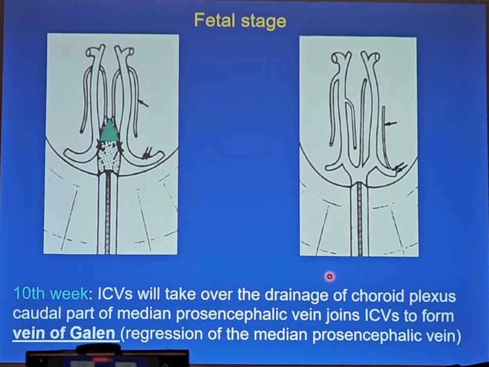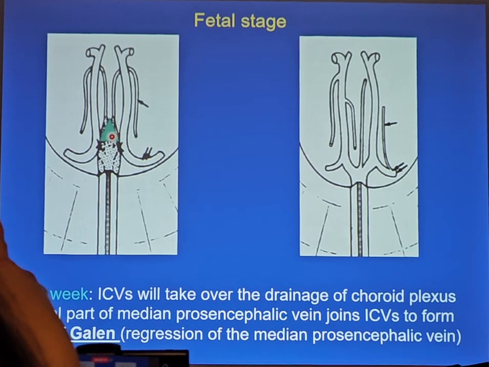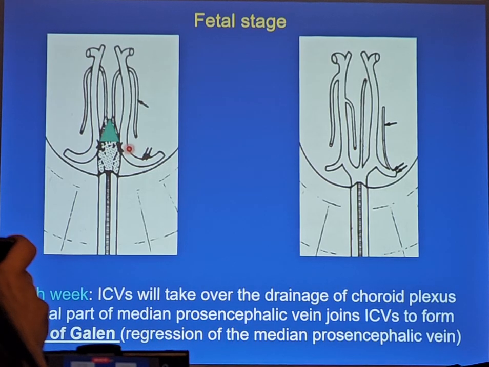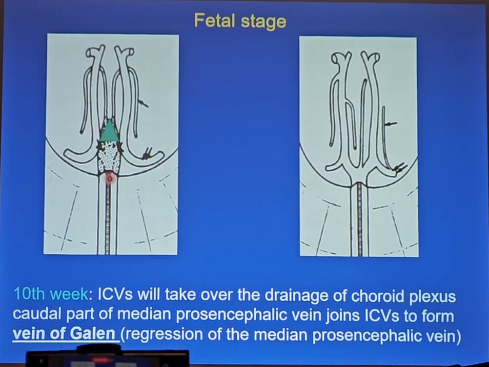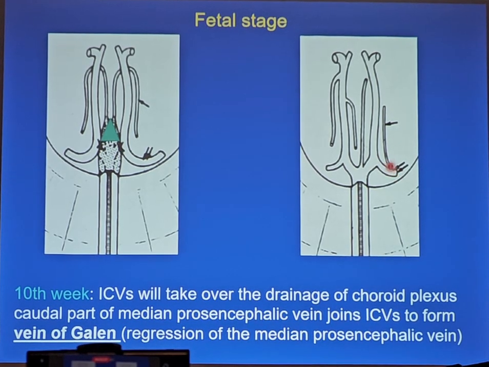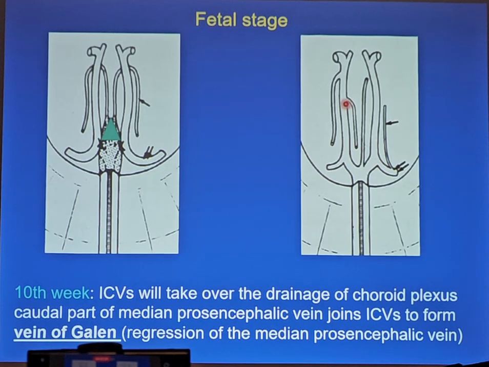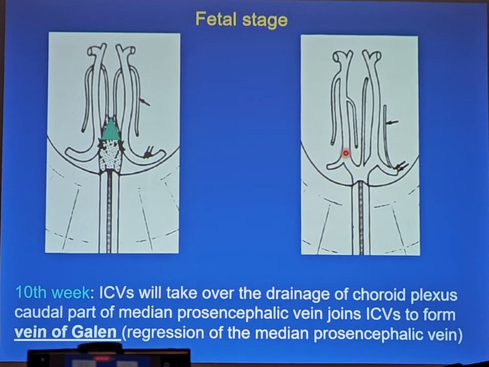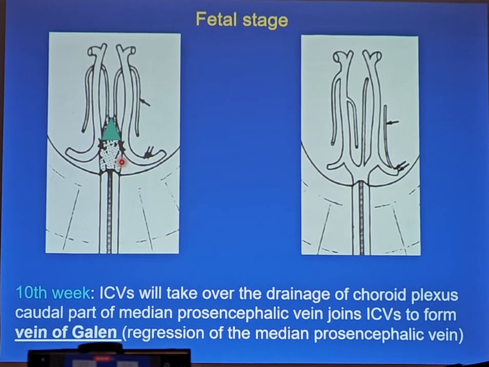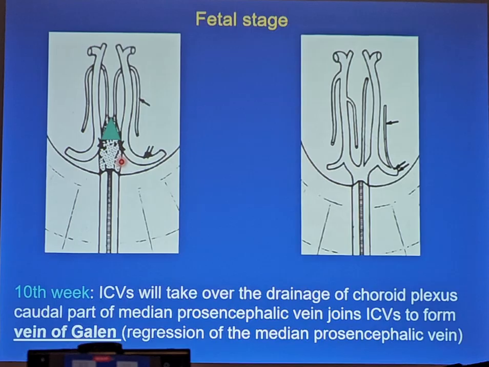But then something happens. There is a rearrangement of the area, and the anterior aspect of this median prosencephalic vein regresses, and the internal cerebral veins find a new outlet beyond that, and also take up the drainage of the choroidal system. So the choroidal system now drains into the internal cerebral veins and then into what will be called the vein of Galen, which originally was in the same region as the median vein of the prosencephalon.